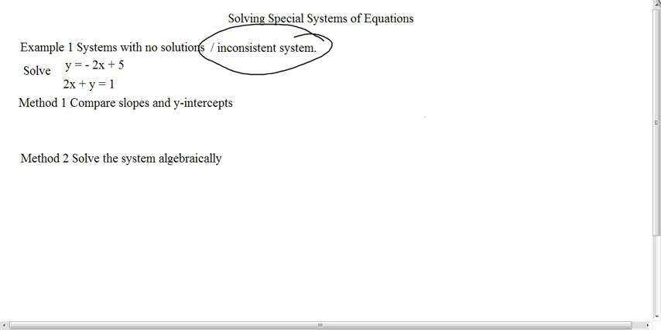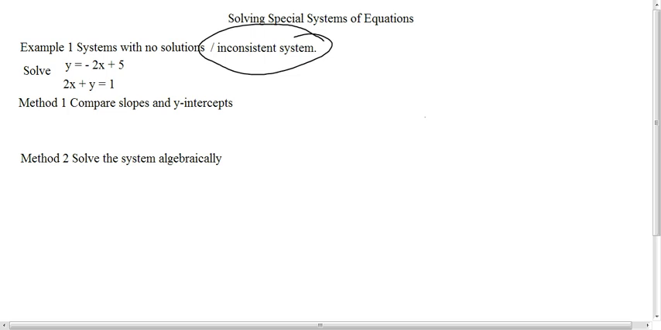So when we're dealing with these systems with no solutions, we have a couple of methods that we want to use. Method one says you want to compare the slope and the y-intercept. So how can we compare the slope and the y-intercept? Well, we must write both equations in slope-intercept form.